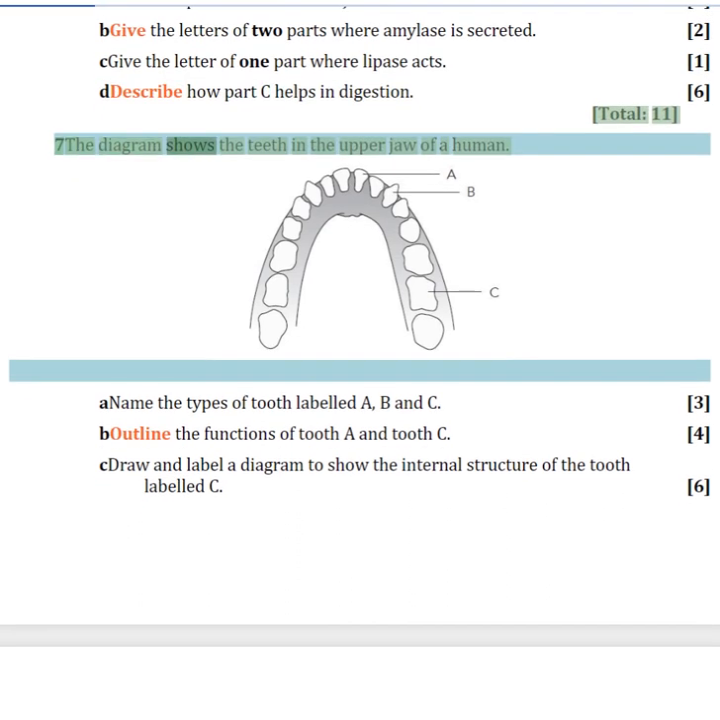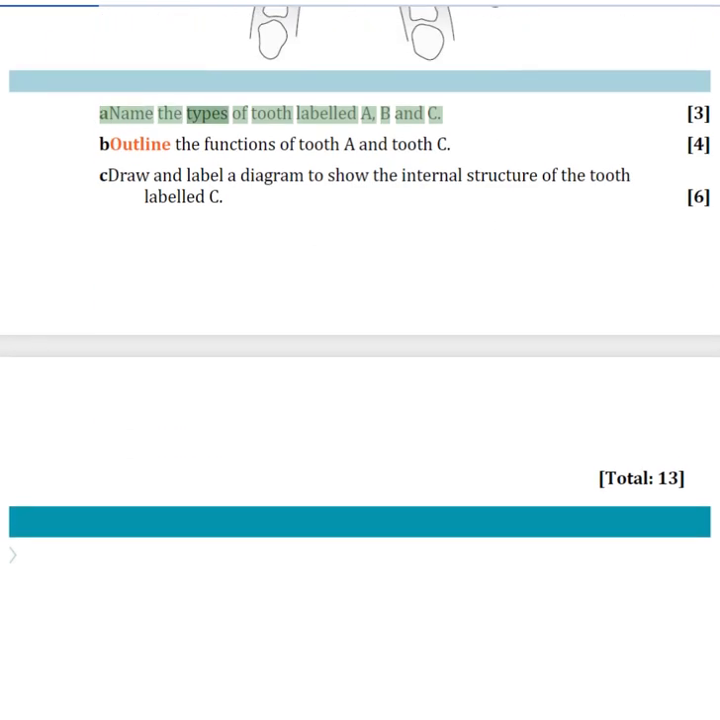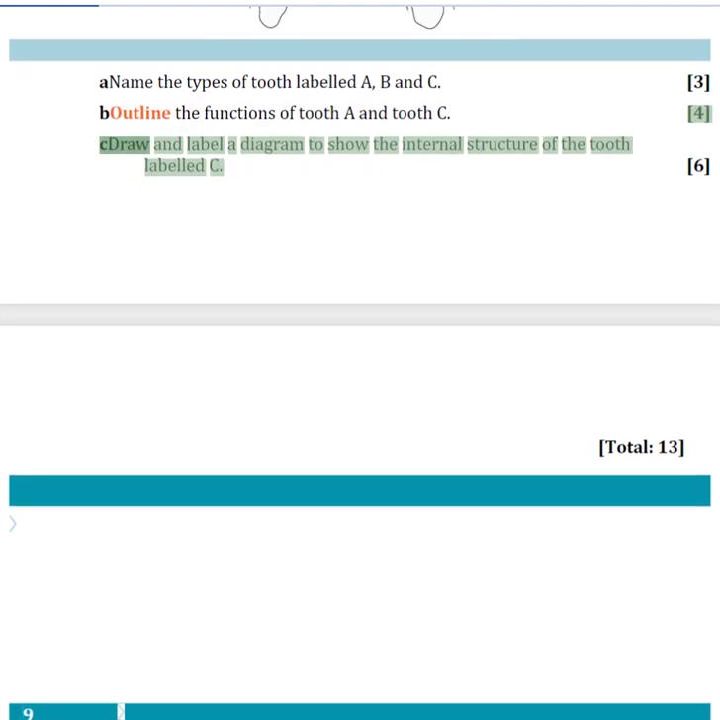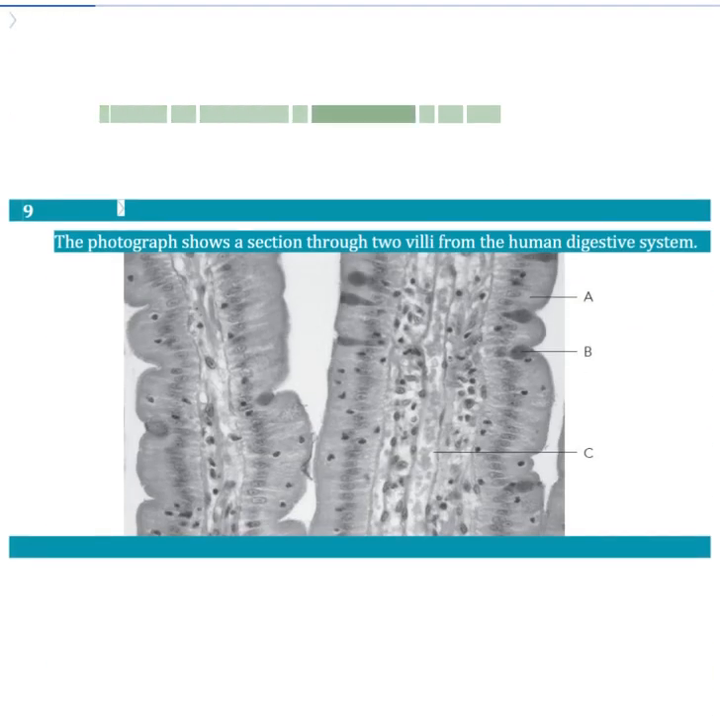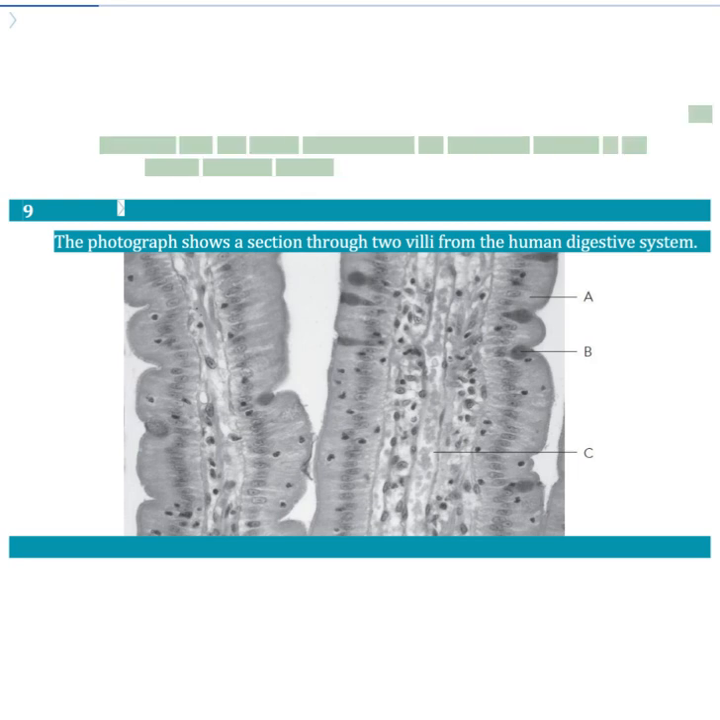7. The diagram shows the teeth in the upper jaw of a human. A. Name the types of tooth labeled A, B and C. B. Outline the functions of tooth A and tooth C. C. Draw and label a diagram to show the internal structure of the tooth labeled C. B. Outline the importance of carbohydrate in the diet. C. Describe how and where carbohydrates are chemically digested in the human digestive system.